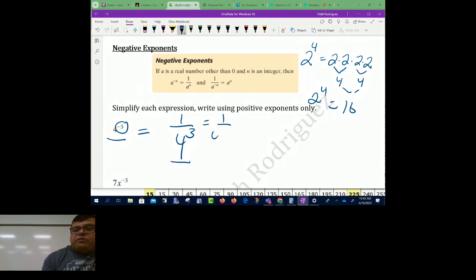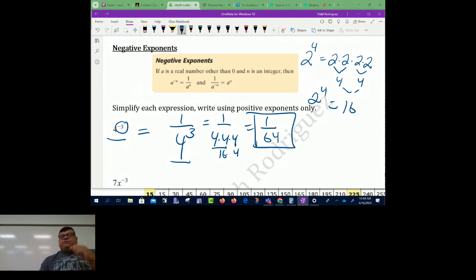But what does the 4 to the 3rd mean? It means 4 times 4 times 4. So 4 times 4 is 16. And 16 times 4 should be 64. So 4 to the negative 3 really means 1 over 4 to the 3rd. And 4 to the 3rd is 64, so it's 1 over 64. Okay. So, y'all, if I have a negative exponent, the way I make that exponent positive is I move it to the bottom part of my fraction.